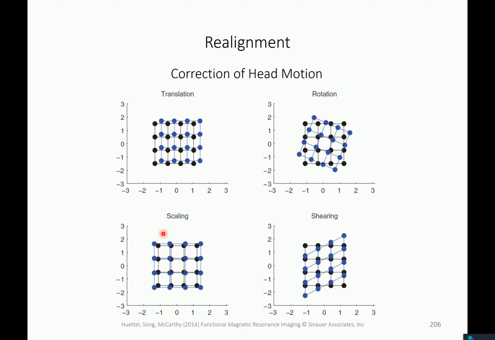What of course doesn't play a role for head movement correction is the scaling. The head of course doesn't get bigger or smaller by movement or any kind of shearing. These kinds of operations and estimation of their parameters are important for normalization that we will see later. So for correction of head movement, usually 3 translation parameters, X, Y, and Z, and 3 rotation parameters, X, Y, and Z are estimated.